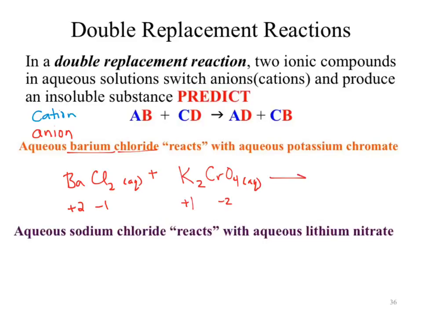Aqueous. This will then go to our products. It's a good thing I wrote really, really big. I now have no space. I will have barium with chromate. Oh, no. And I will have potassium with chloride. I will not have K2Cl2. Why not?